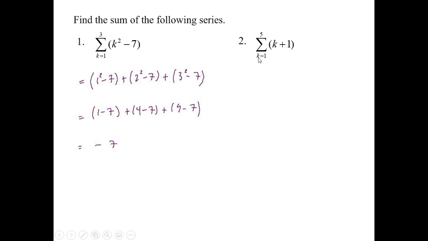Let's look at this one. We're going to do 5 terms this time. So it's going to be 1 plus 1, plus 2 plus 1, plus 3 plus 1, plus 4 plus 1, plus 5 plus 1, which turns out to be 2, plus 3, 4, 5, 6. And if I added those all up, it would turn out to be 20.